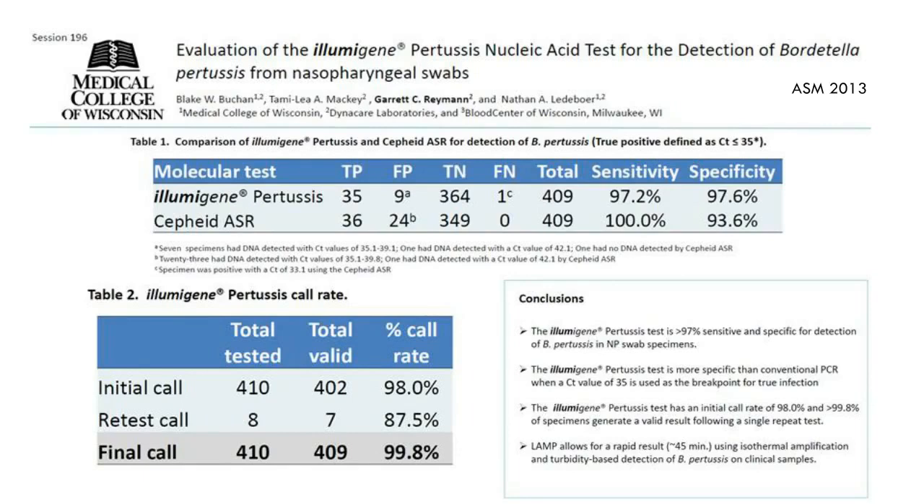So this poster concluded that this assay has greater than 97% sensitivity and is specific for the detection of Bordetella pertussis from nasopharyngeal swab samples, that the platform is more specific than conventional PCR when the CT value of 35 is used as a breakpoint for true infection, that the illumigene pertussis assay has an initial call rate of 98% and a final call rate of over 99.8%, and that their lab technology, using isothermal amplification for the detection of Bordetella pertussis on samples, takes about 45 minutes and allows for a very rapid result.